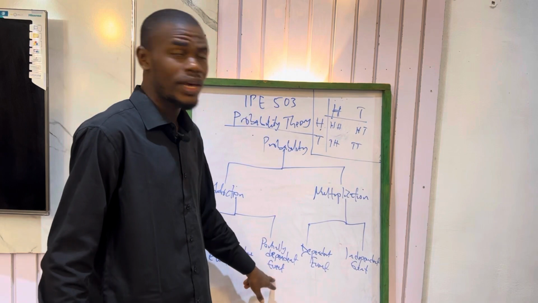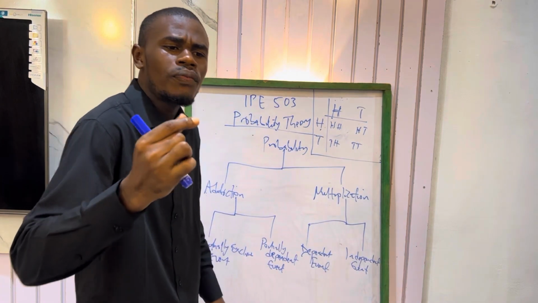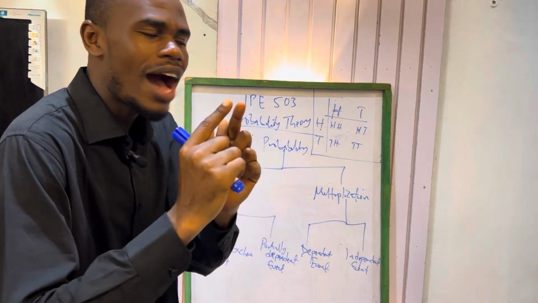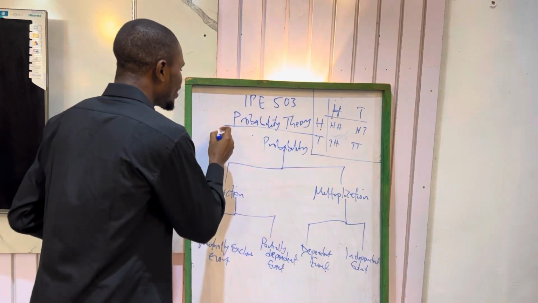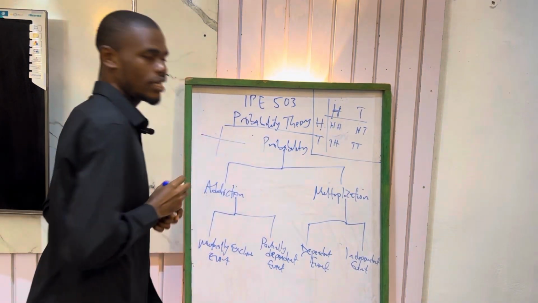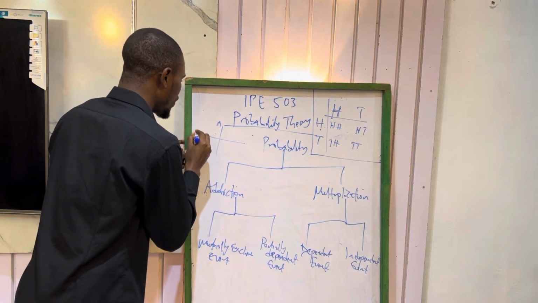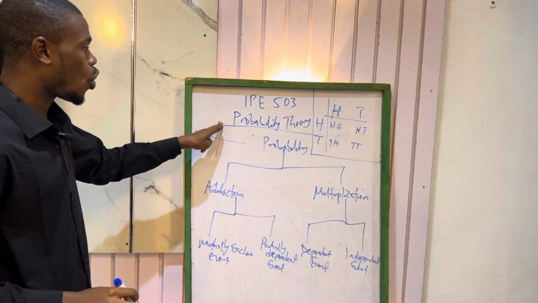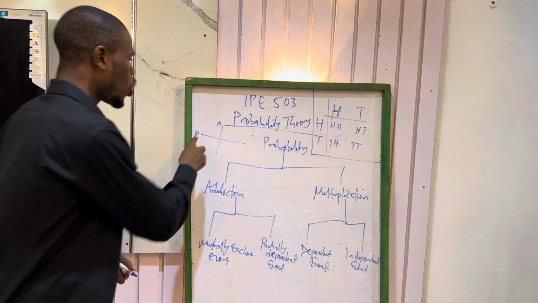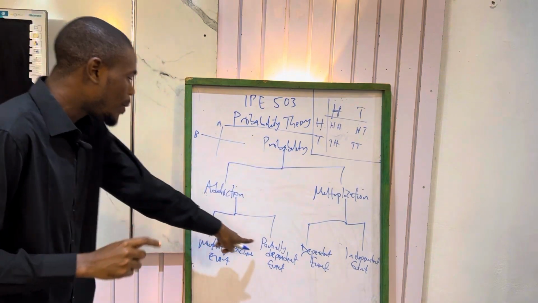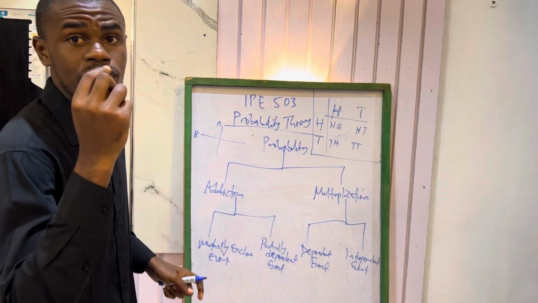But for partially dependent events, there is something they have, let me use this word, an intercept. If the probability of event A occurring is this, and the probability of event B occurring is this, for partially dependent events, there is a place where both of them meet.